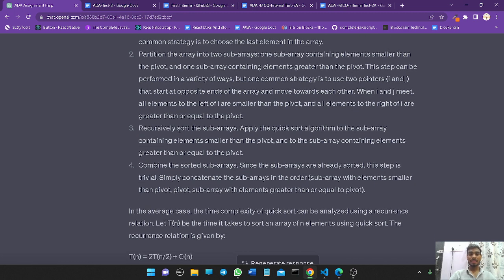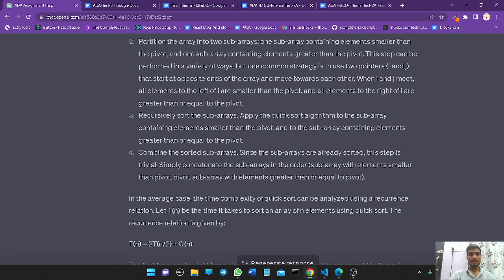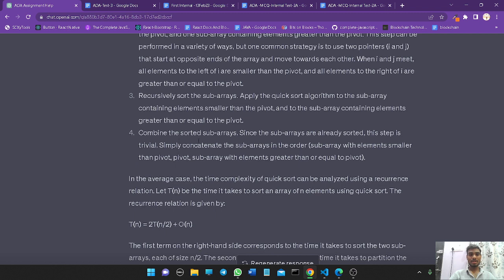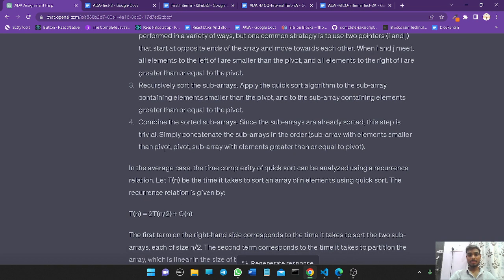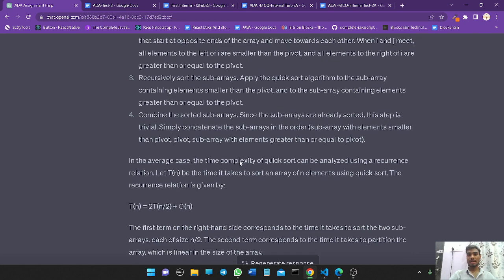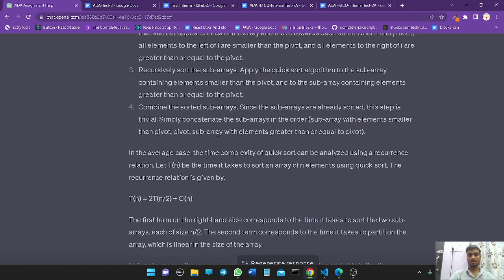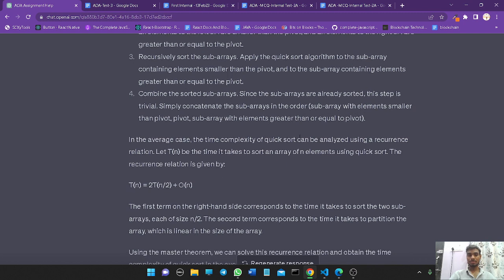Third step, recursively sort the subarrays. Apply the quicksort algorithm to the subarray containing elements smaller than the pivot, and the subarray containing elements greater than or equal to the pivot. Combine the sorted subarrays. Since the subarrays are already sorted, this step simply concatenates the subarray of elements smaller than the pivot with the subarray of elements greater than or equal to the pivot.